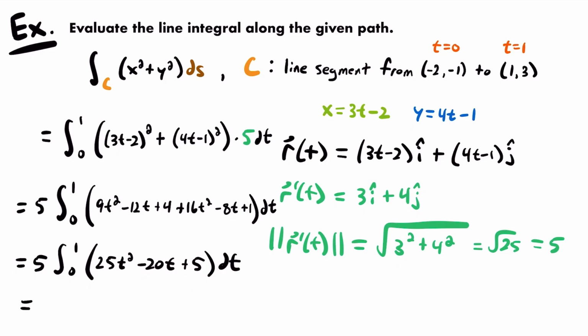And so integrating, we will get 5 times 25 thirds times t cubed minus 20 divided by 2 times t squared plus 5t evaluated from 0 to 1. And so then you want to plug in 1 for each t and subtract plugging in 0, but that will just give you 0. So just focus on plugging in 1.